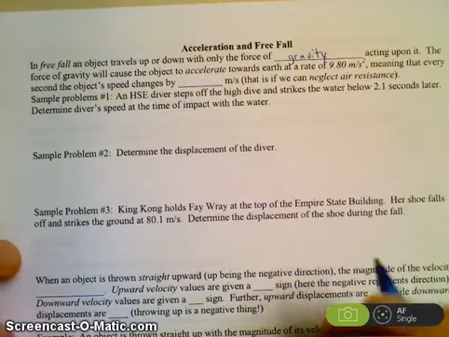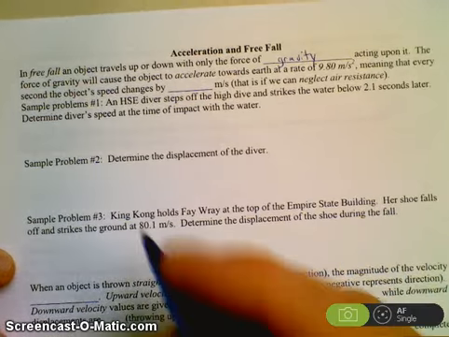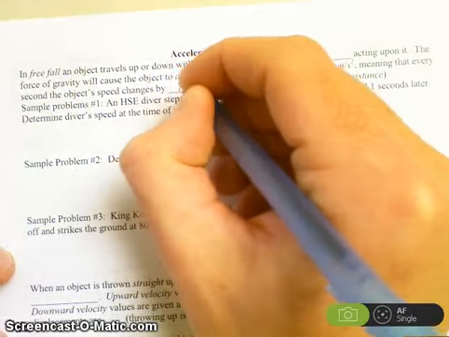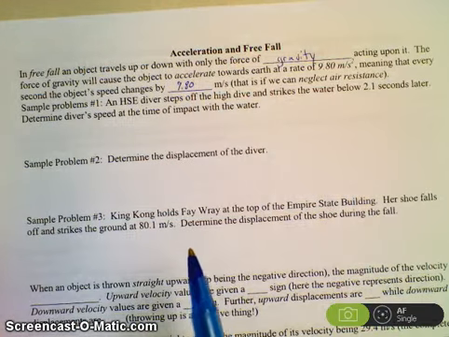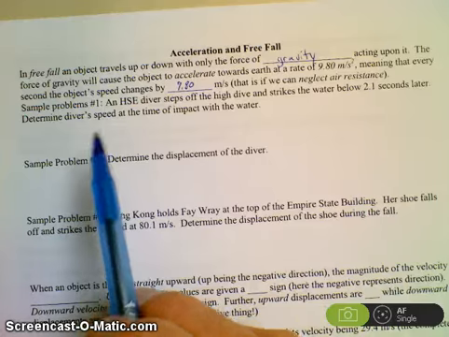So again, what does that mean? It means that every second the object's speed will change by 9.80 meters per second. And again, we're neglecting air resistance in all these cases. That just makes it easier.